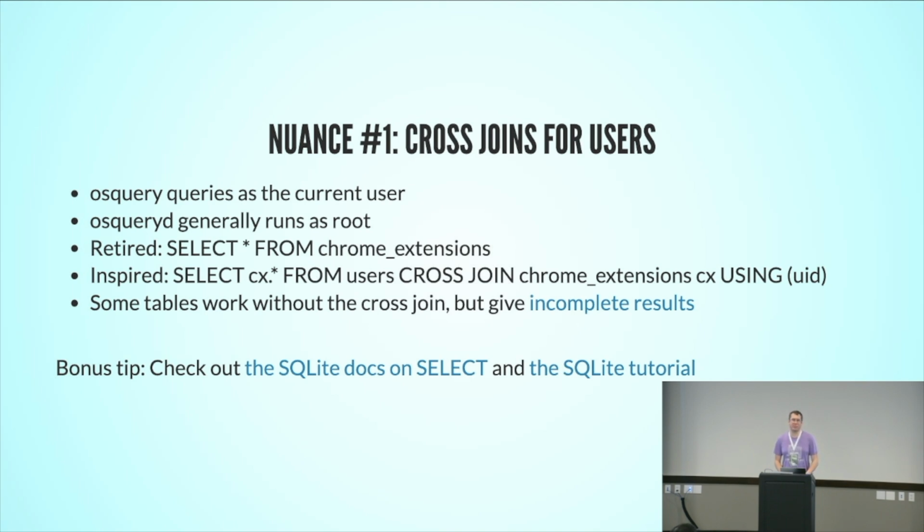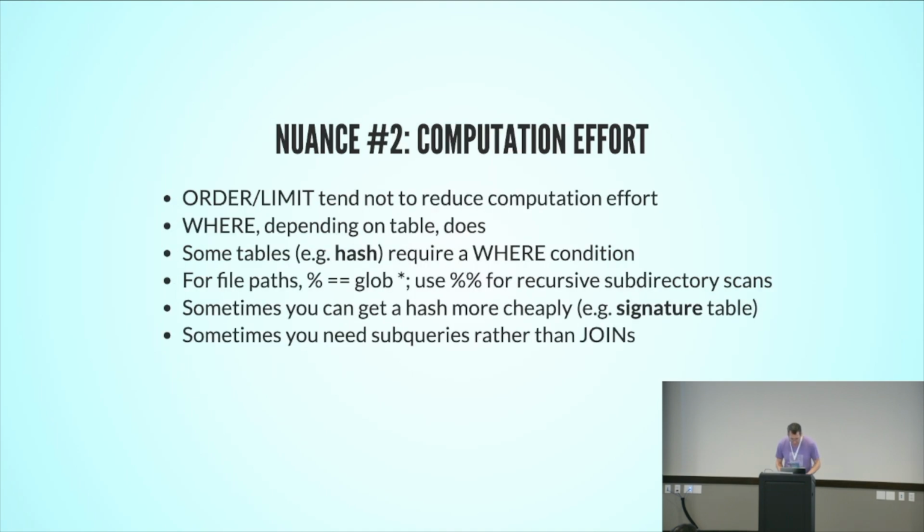There are certain cases where you'll get a partial result set. If you join against users, you'll get the fuller thing. Additionally, there are a number of things where the where clause is either required or the query is a bit more performant with the where clause, so keep that in mind. Again, these slides will be available later. On file paths, a single % is going to get you one level of directory traversal, double % gets you recursive.